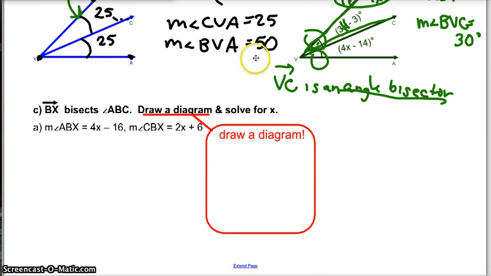Next one, you're going to be drawing here. So it's telling you to draw a diagram, that nice little rectangle-y box right there. It says that ray BX bisects angle ABC. So here's ABC.